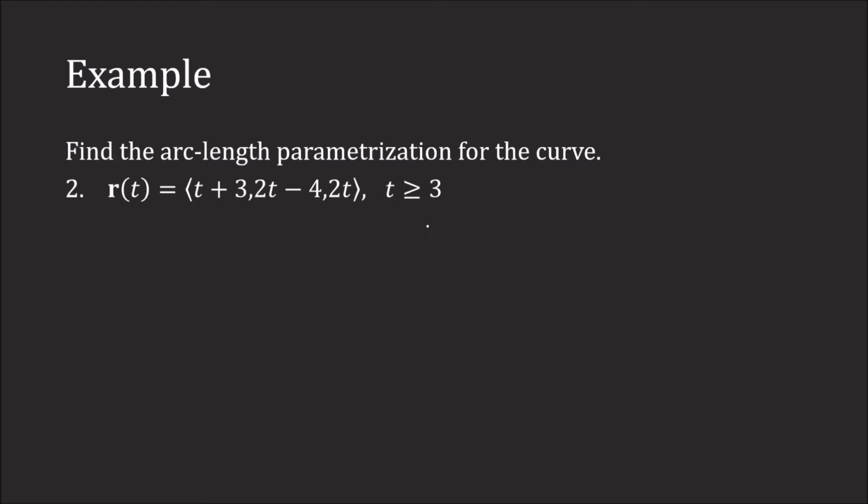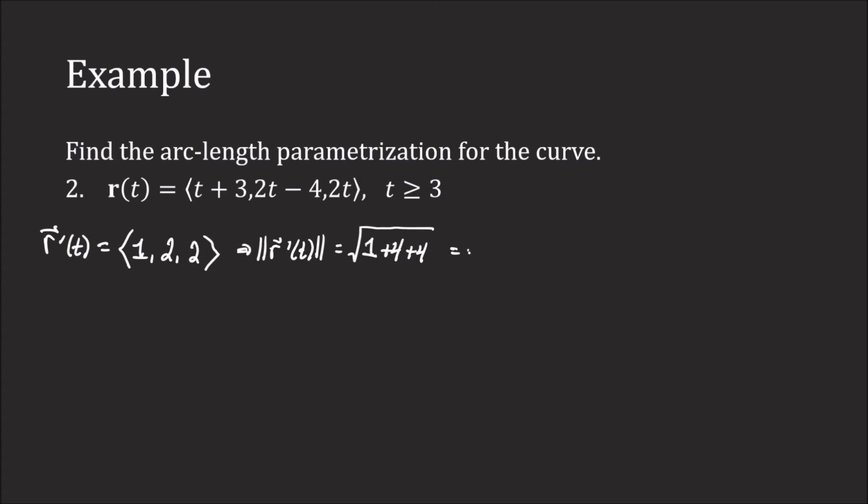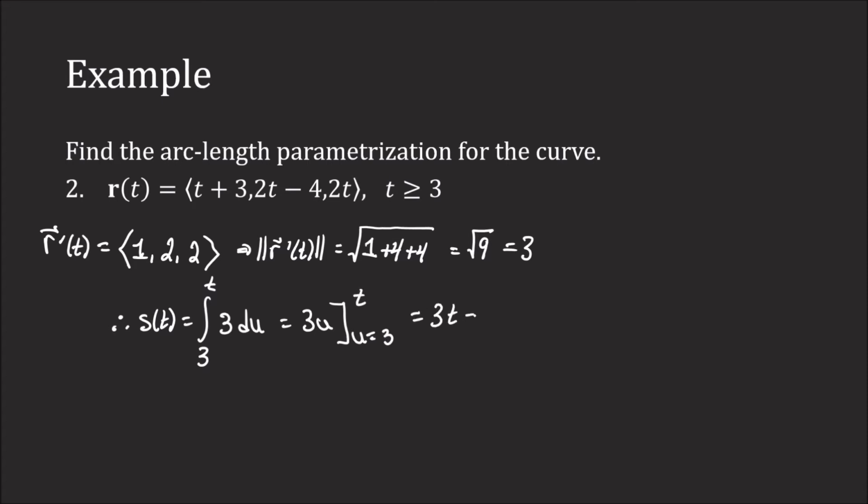Okay, so r prime of t would be 1, 2, 2. So this magnitude would be the square root of 1 plus 4 plus 4, which is the square root of 9, which is just 3. So the arc length function is the integral from the starting time 3 to t of 3 du. So we get 3u evaluated from u equals 3 to t. And so we get 3t minus 9, or 3 times the quantity t minus 3.